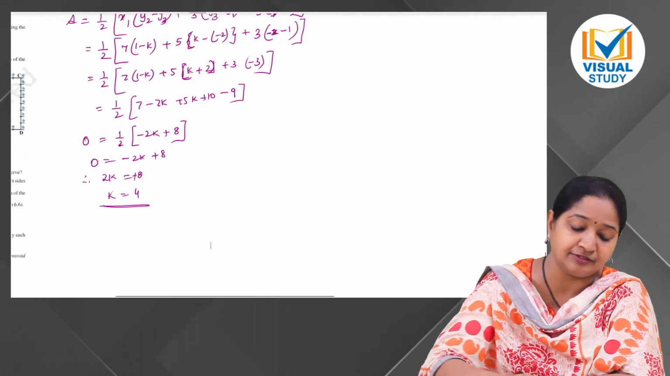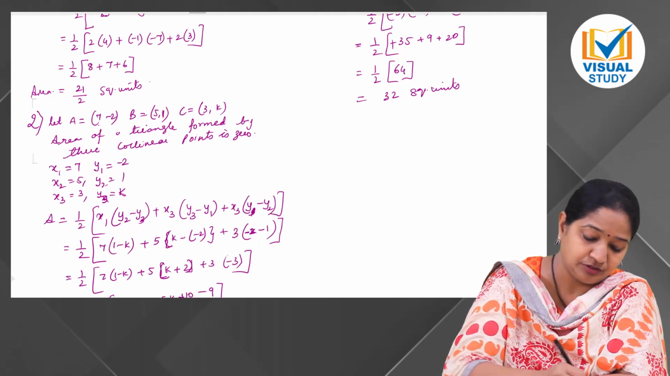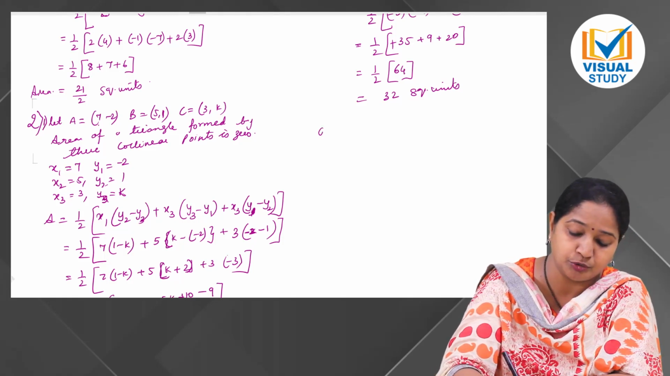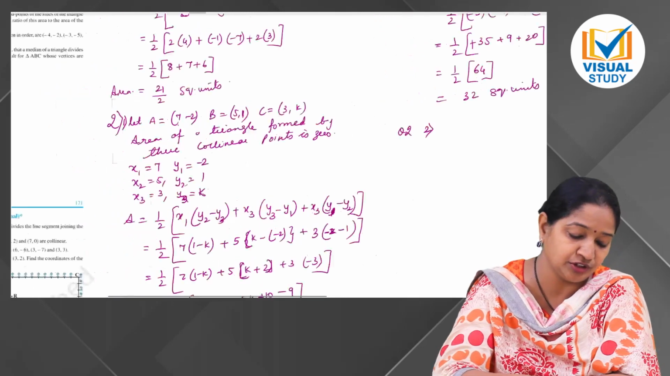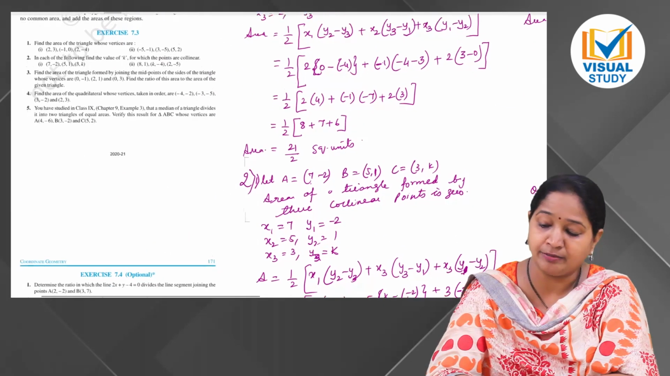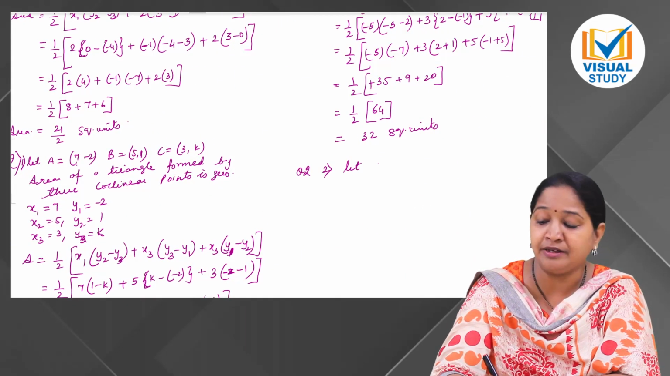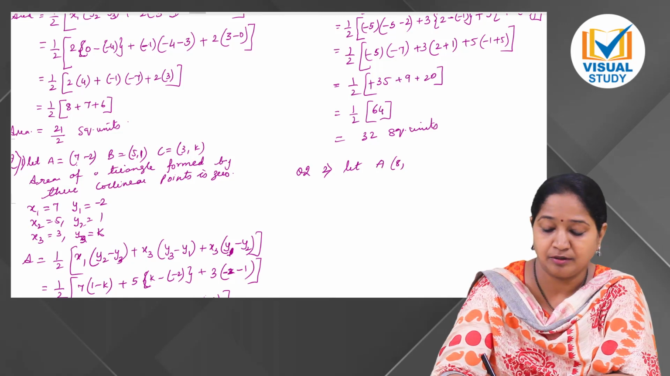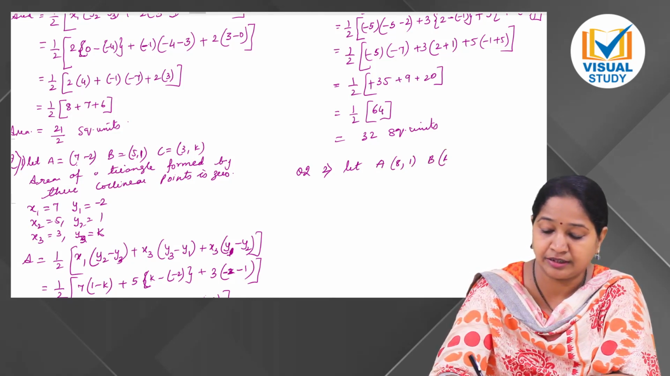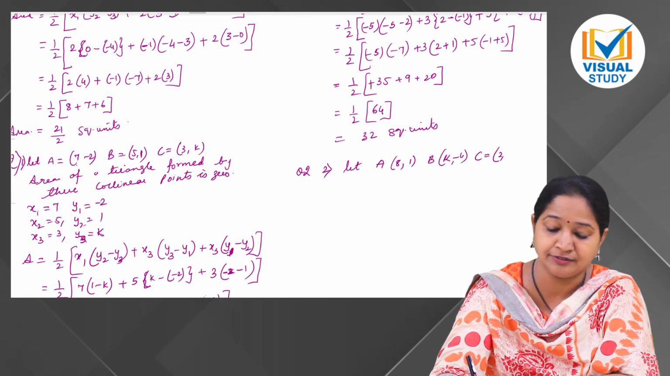Second one, what is the second one? This is the question 2, second one. What is our second one? 8, 1, k, minus 4 and 2, minus 5. Let A be 8, 1, B be k, minus 4 and C be 2, minus 5. Okay?